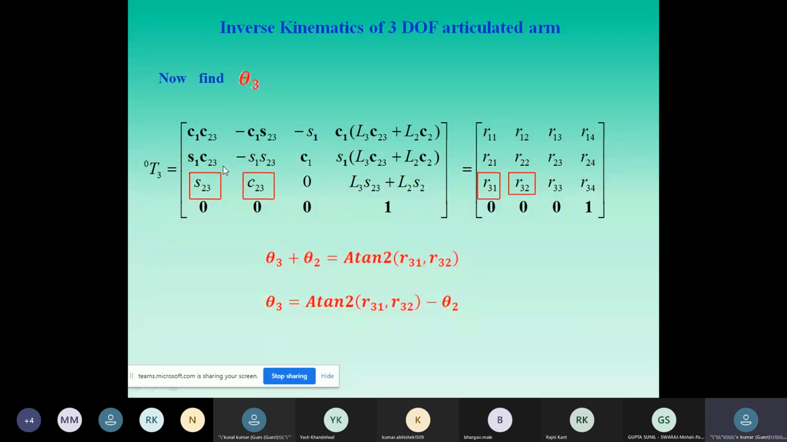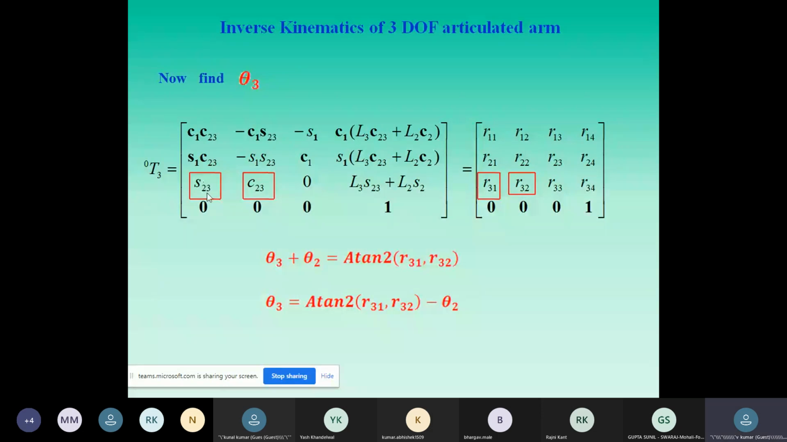Now, for theta 3, given the end effector position and from forward kinematics 0T3, we will find that row 3 column 1 and row 3 column 2 of the left hand side matrix equal R31 and R32, and R31, R32 equal to C23 and S23. C23 means cos of theta 2 plus theta 3. S23 means sin of theta 2 plus theta 3.